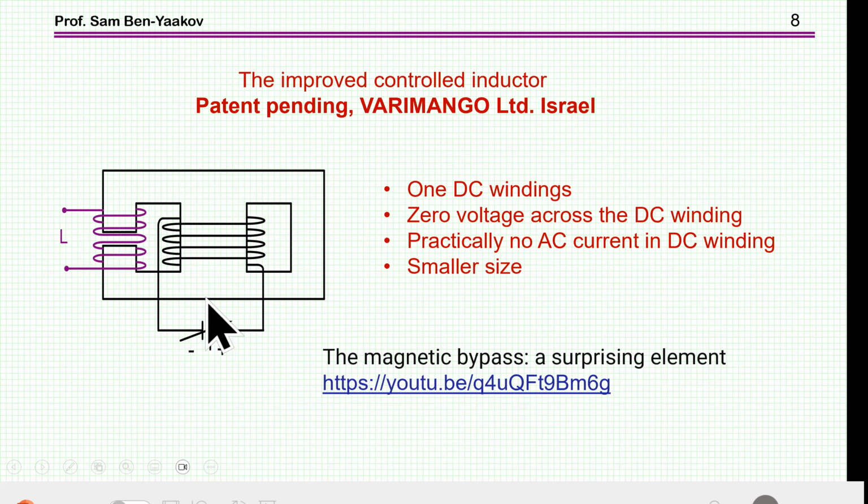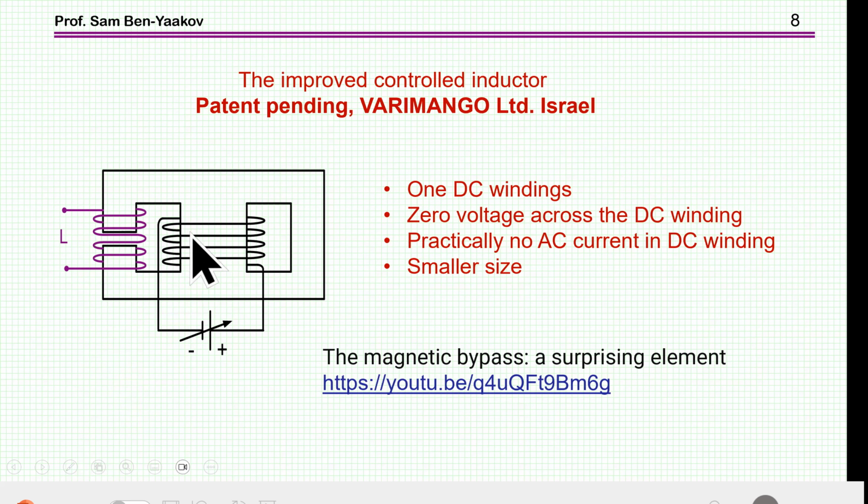Now, the difference between this and the previous design is that there is one winding. Since you have a voltage source here or a large capacitor, the AC voltage across this winding is zero because there's a short here for AC. Despite this, as it turns out, the AC current in this winding is not very high. This is kind of counterintuitive because it looks like a shorted winding on a transformer, and you'd expect to have a very high current here, coupling between here and here.